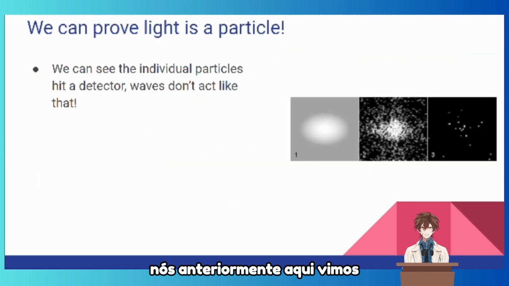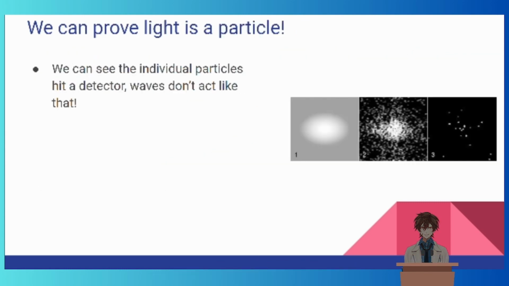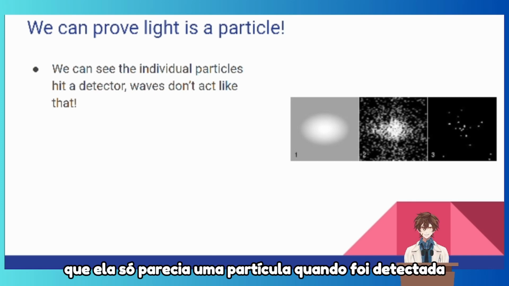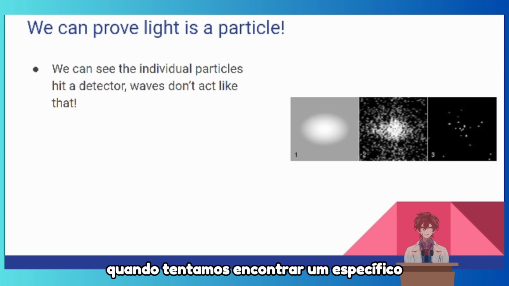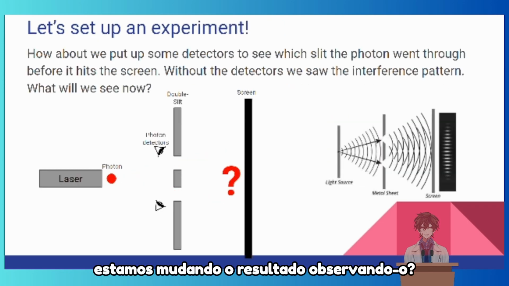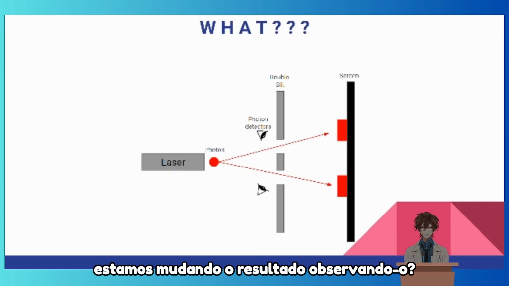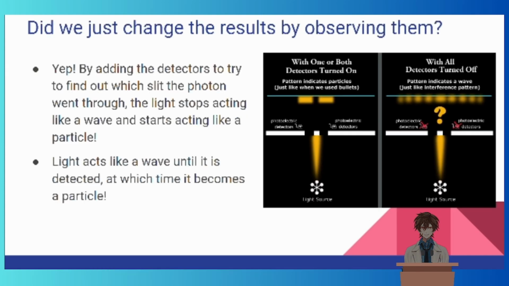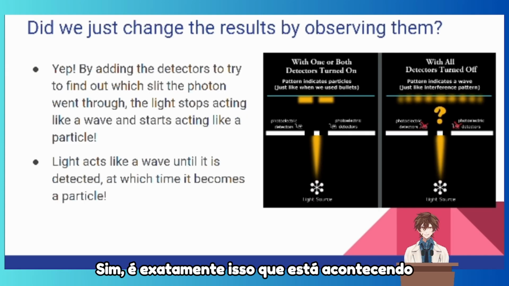Earlier here we saw that it only looked like a particle when it was detected, when we tried to find a specific one. Are we changing the outcome by observing it? Yep, that's exactly what's happening.